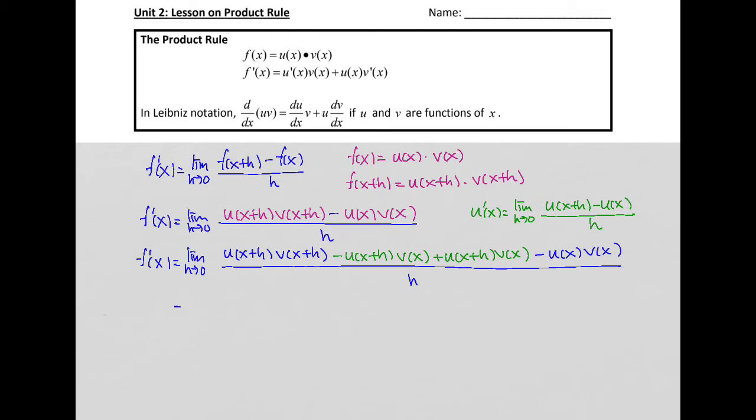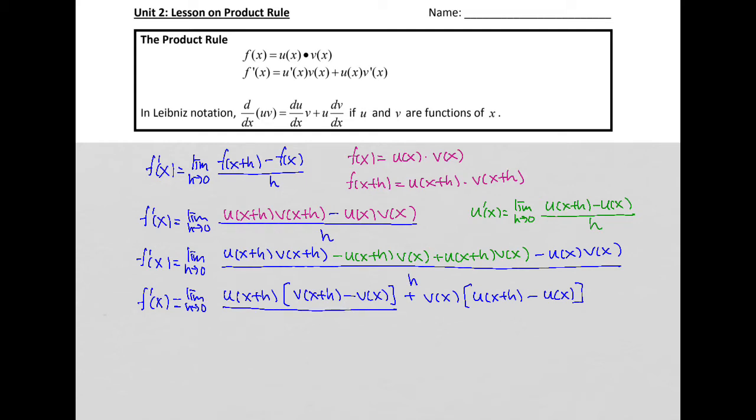Next, we're going to factor out the numerator. So for the first two terms, you have u(x plus h) in common. So left over v(x plus h) minus v(x). Plus, the next two terms, they have v(x) in common. And you have u(x plus h) minus u(x) left in the square bracket. And over h, but I can break it into two fractions. So that's over h for the first one, over h for the second fraction.